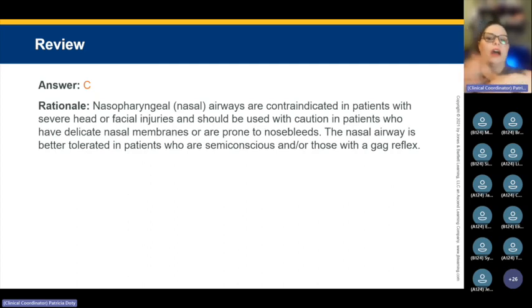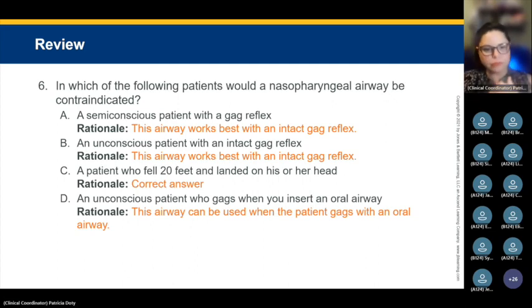We also need to worry about patients that have delicate nasal membranes. They're prone to nosebleeds. The nasal airway is better tolerated in patients who are semi-conscious and or those with a gag reflex. So the airway works best with intact gag reflexes. That is an indication to use an NPA. And then of course the airway can be used in patients with a gag reflex and oral airway.